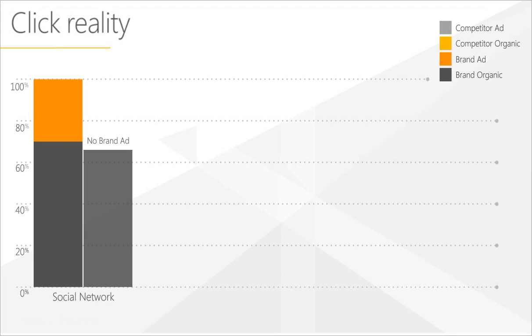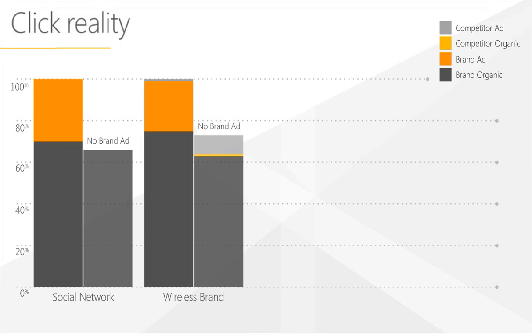When we did the same test and looked at another one of our advertisers, a wireless brand, we saw that when they did not run a brand ad campaign, again, they were capturing just over 60% of the clicks, but not only that, they were losing clicks to their competitors. They were losing clicks to their competitor's organic listing, and their competitor was running a brand campaign of their own, taking a chunk of clicks from our advertiser's own brand name. When they started including their own brand ad, they were able to retain almost 99% of the clicks and only lost a sliver to their competitor's ad.